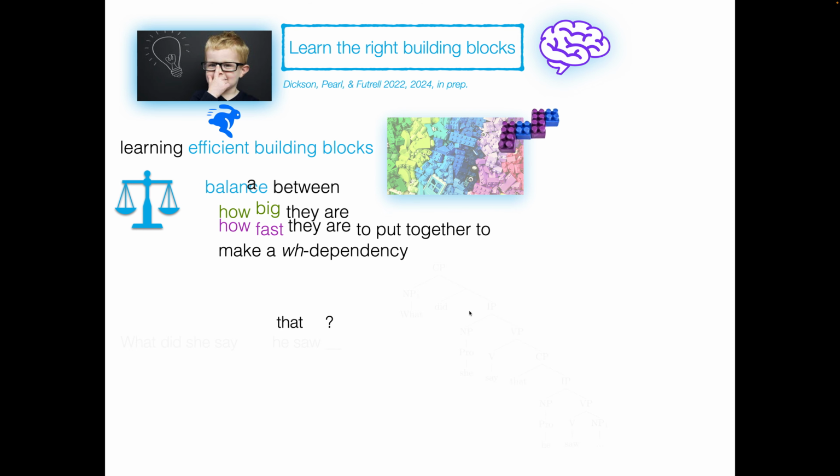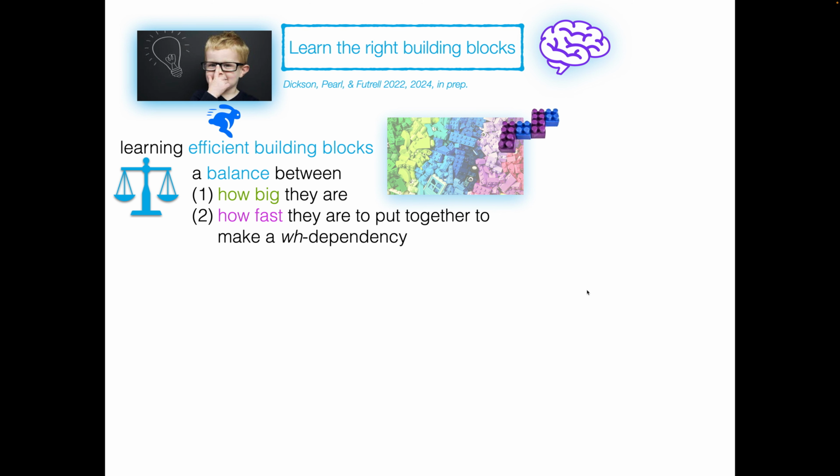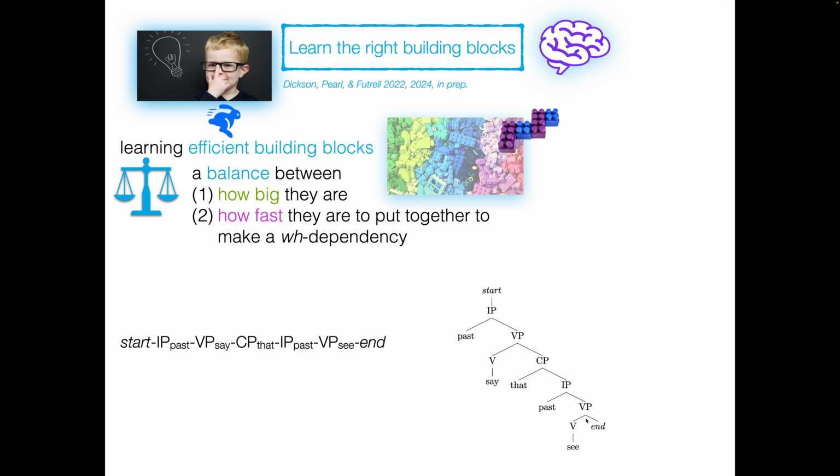So let's look at that. Suppose we have this dependency: "What did she say that he saw?" And again, this is a structure that you might assign to it, and the child's paying attention to that syntactic path of container structural nodes between the beginning of the WH word and the gap where it's understood, and maybe it looks something like this. Okay, trying to build this.